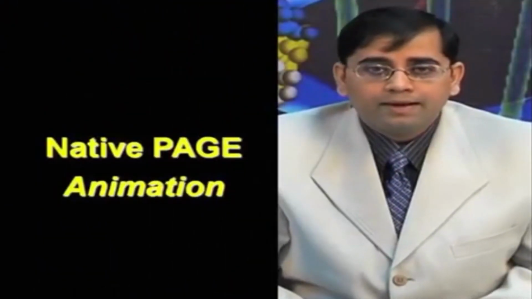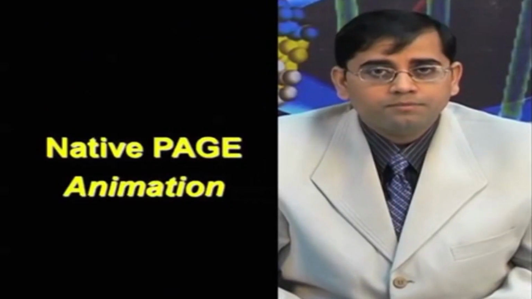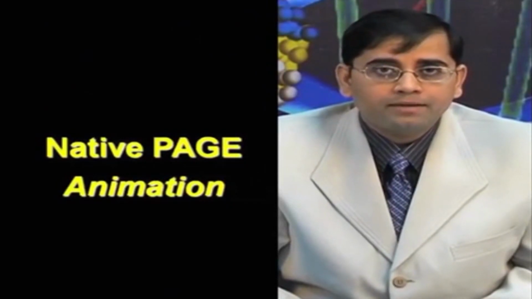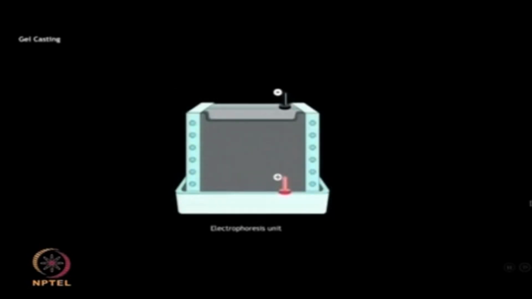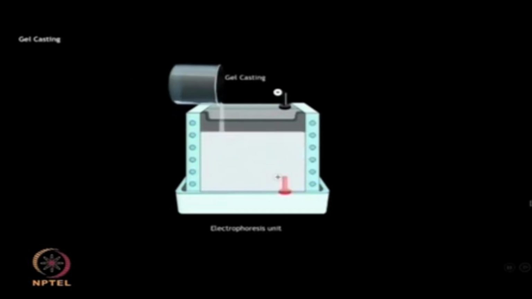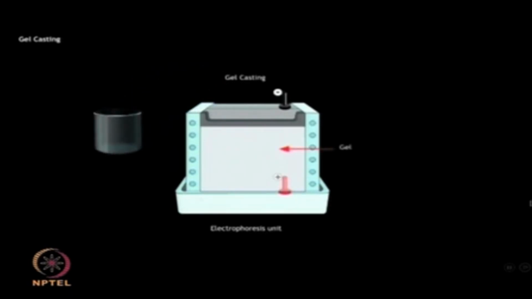I will now show you an animation of how to perform native polyacrylamide gel electrophoresis, blue native PAGE or BN PAGE. The polyacrylamide gel is cast between glass plates as a vertical slab in the same buffer that is used for electrophoresis. The gel is prepared by free radical induced polymerization of acrylamide and bisacrylamide in a suitable buffer.